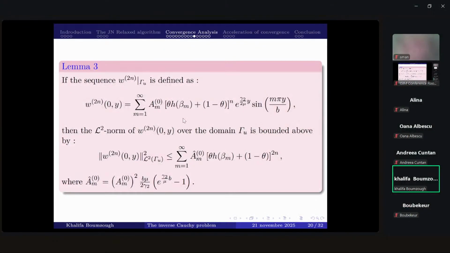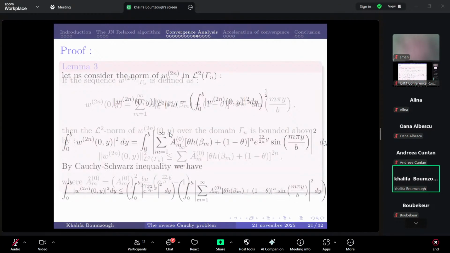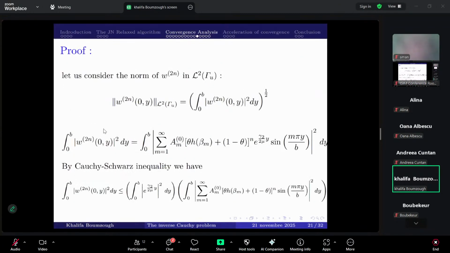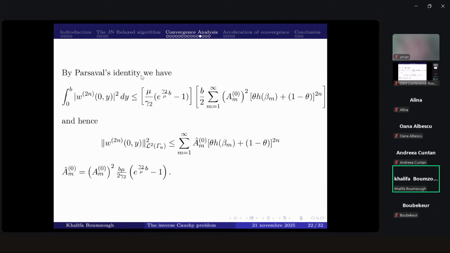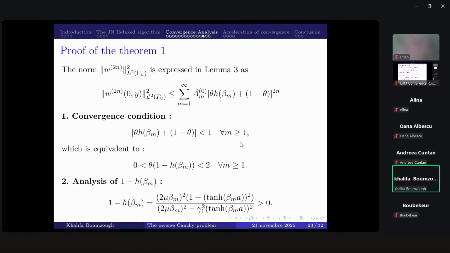We also need this lemma for proving theorem 1. So for that, we have initialization. Let's consider the norm of W2n defined like that. By the Cauchy-Schwarz inequality, we have this formula. By the Parseval identity, we obtain this, and we can define the norm of W2n in L2 defined like that. Since we are interested in proving theorem 1, we use this formula.